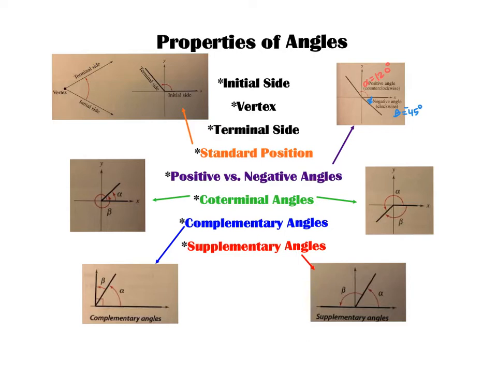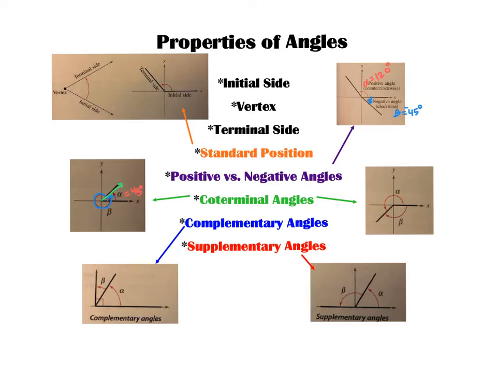So let's talk about now coterminal angles. That means two angles that terminate at the same place. So let's look at angle A. Let's say that angle A, or angle alpha right here, is 45 degrees. Angle beta is definitely not 45 degrees, but they terminate, both angles, alpha and beta, terminate at this ray right here, that terminal side.